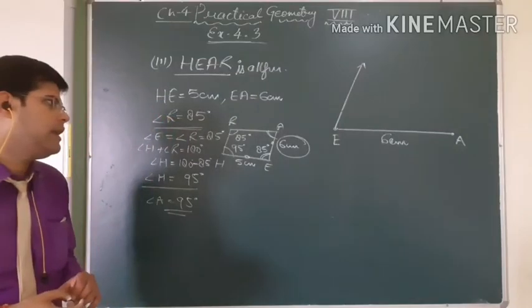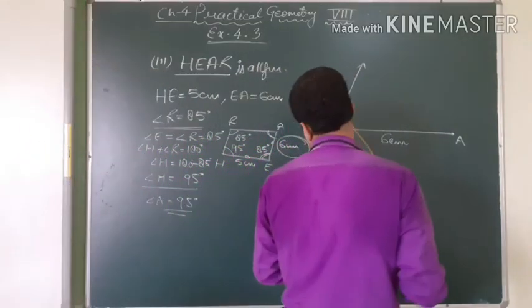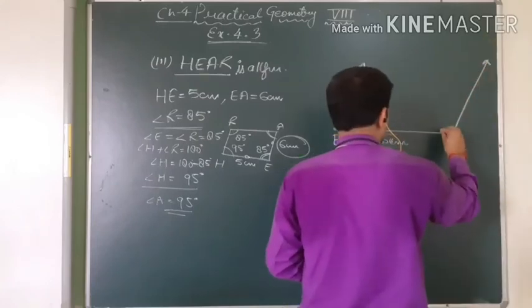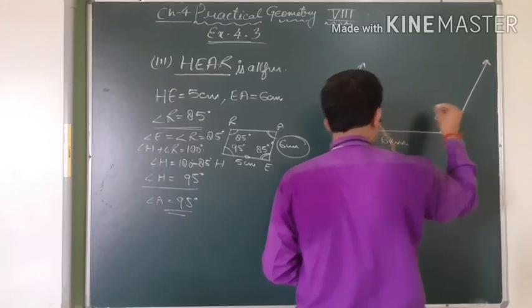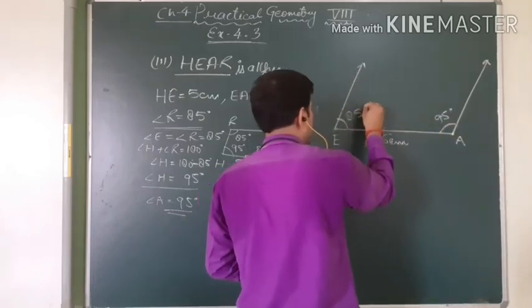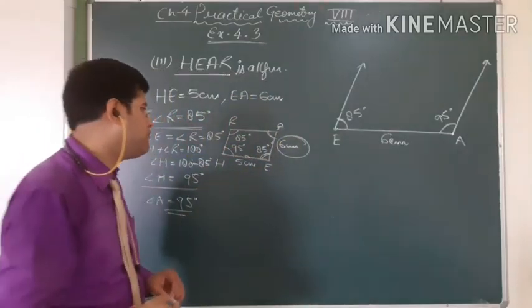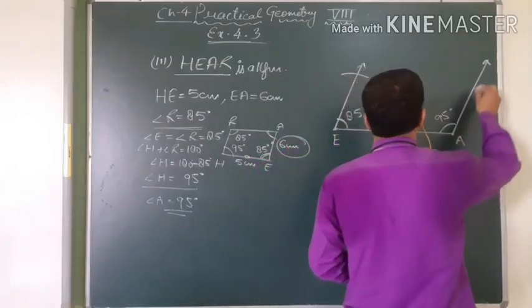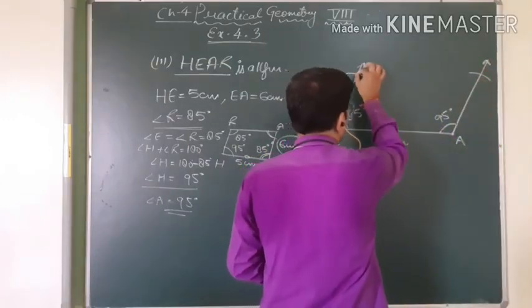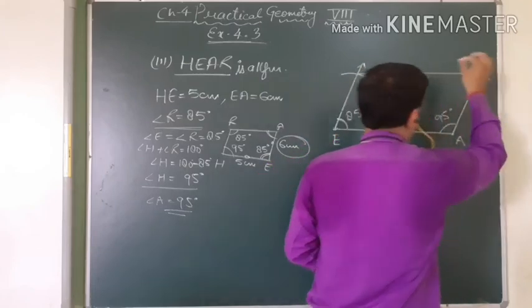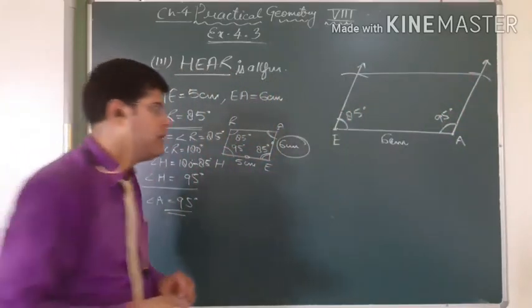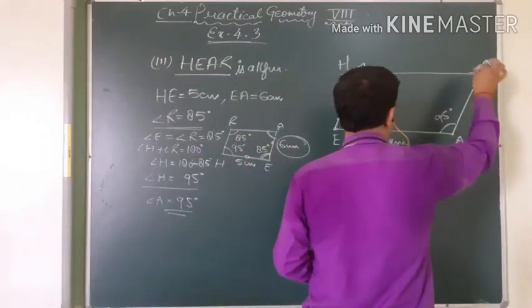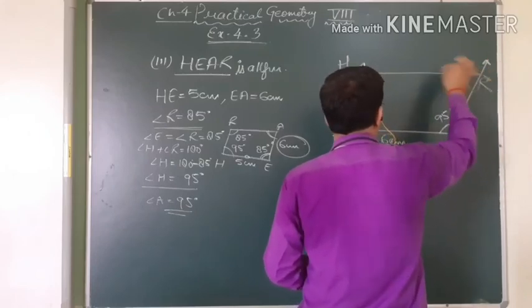Now from point A, make a 95 degree angle. Okay students, so this would be a 95 degree angle. With the help of a protractor, this is 95 and this is 85. Okay, now make an arc of 5 cm from E. Make another arc from A, which is also 5 cm. Because opposite sides are also equal, we join this line. Here we have our parallelogram H, E, A, R. So this could be 85 and I think this is 95.